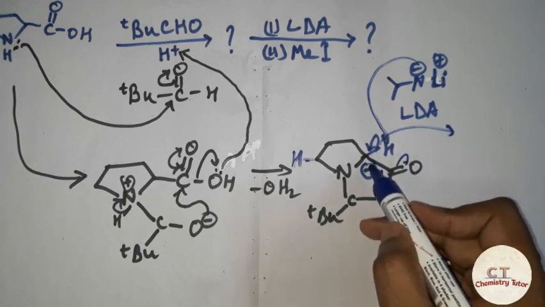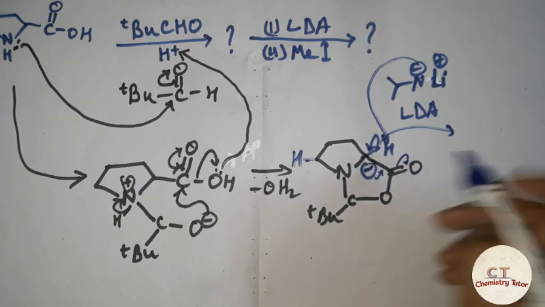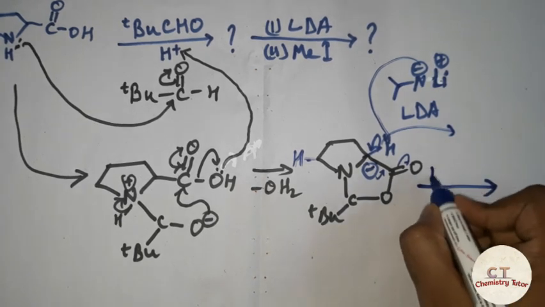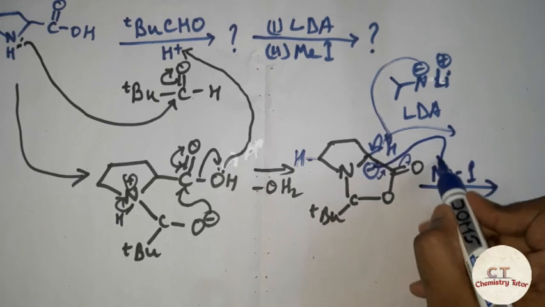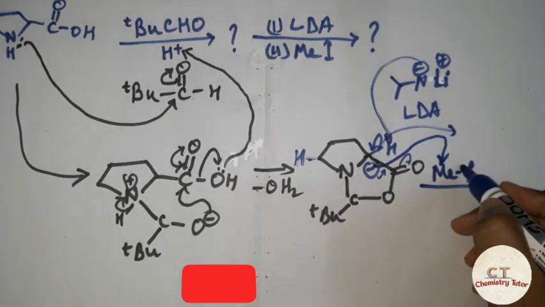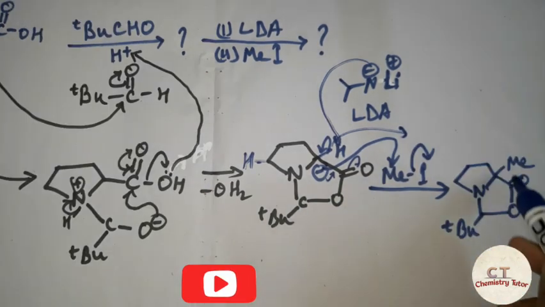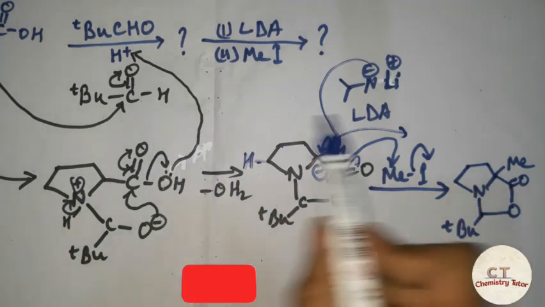So the negative charge will be formed here, and in the next step methyl iodide is given, right? So this negative charge is going to attack the methyl group, and iodine is a good leaving group, so iodide will leave. Thus this will be our final product of this reaction.